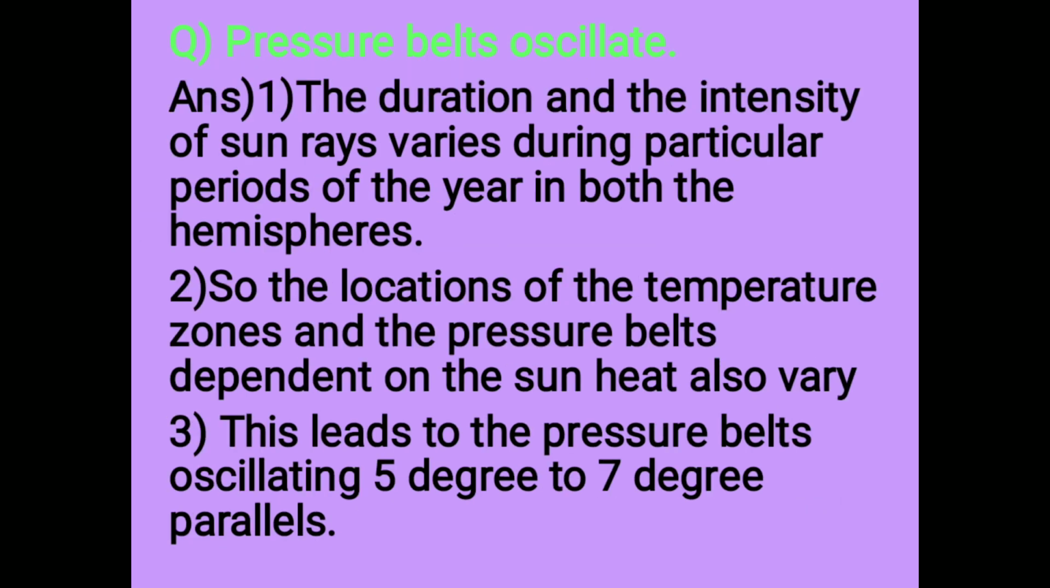Next question. Pressure belts oscillate. Answer in points. Point number 1. The duration and the intensity of sun's rays varies during particular periods of the year in both the hemispheres. Point number 2. So, the locations of the temperature zones and the pressure belts dependent on the sun's heat also vary. Point number 3. This leads to the pressure belts oscillating in between 5 degree to 7 degree parallels.